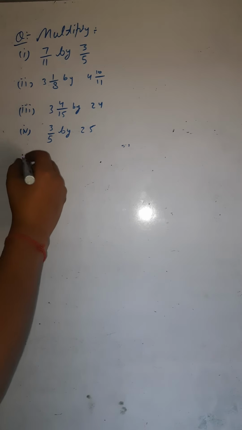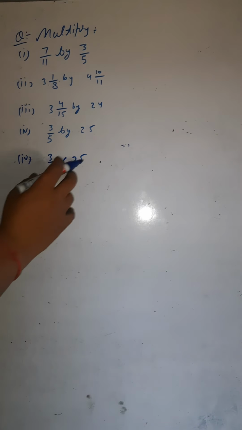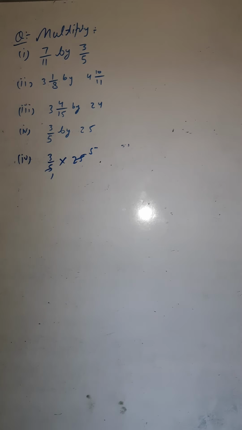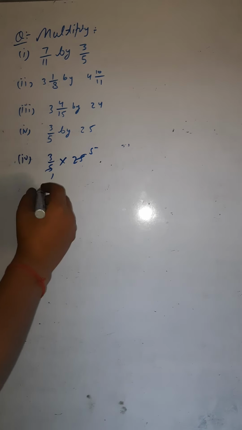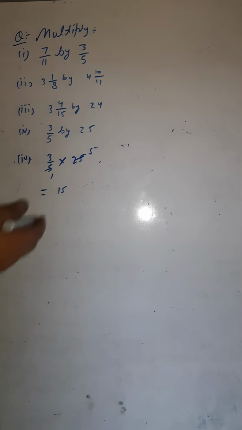Question number 4 is 3 by 5 multiply 25. You can cut it also. 5 1 ja 5 and 5 5 ja 25. Both are divisible by 5. Now multiply. 5 3 ja 15 and downside 1. So no need to write downside there 1. So answer would be 15.